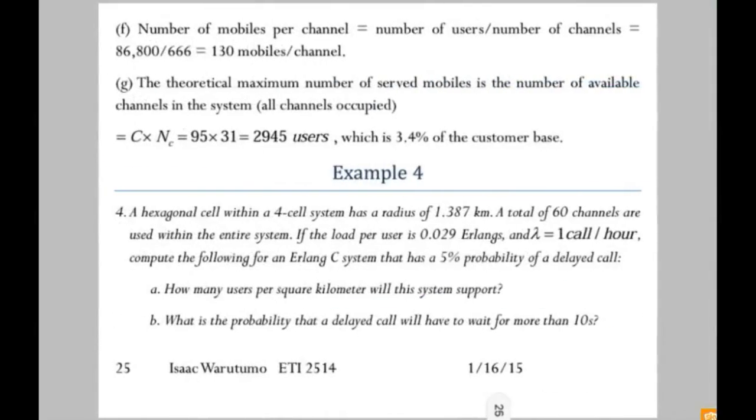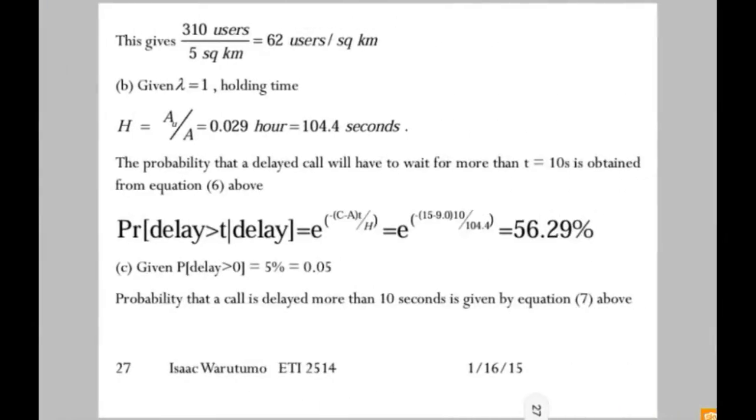We have answered the first question that was asking the number of users per cell. So then we need to calculate per square kilometer. So of course we say 310 divided by 5 and we get 62 users per square kilometer.